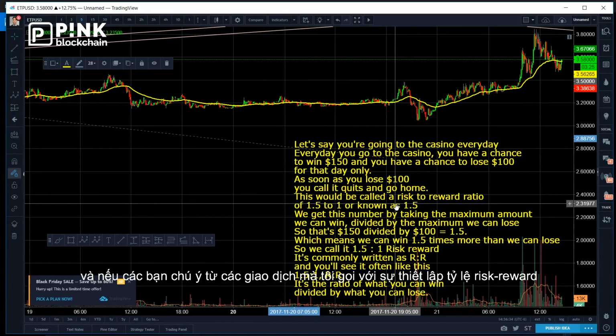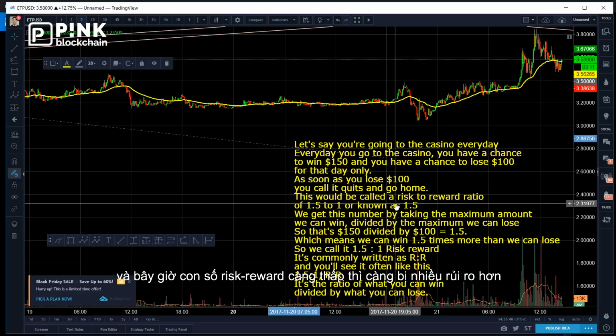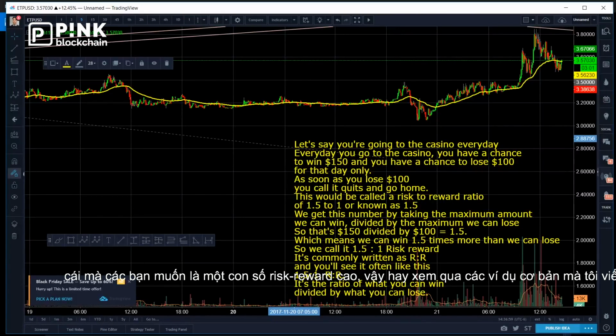And if you guys have noticed from the trades that I do call with risk to reward setups, well, you're getting a risk to reward setup of anywhere between 2 to 9, right? So I'm taking very, very low risk, high reward setups that I recommend to you guys. And now the lower the risk to reward number, the riskier it is. What you would want is a really high risk to reward number. So let's go over some basic examples that I've written out for you guys already.